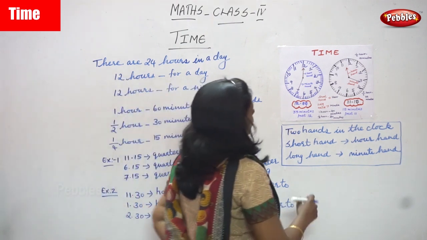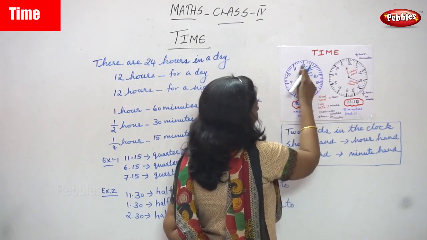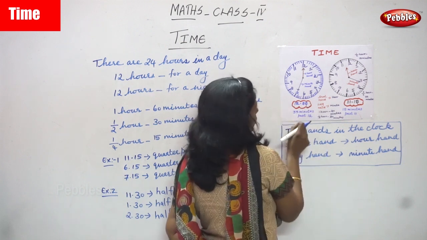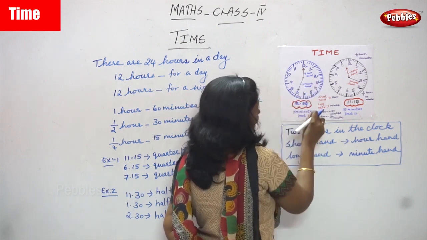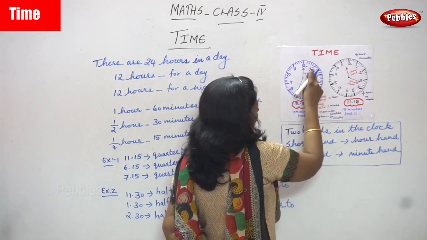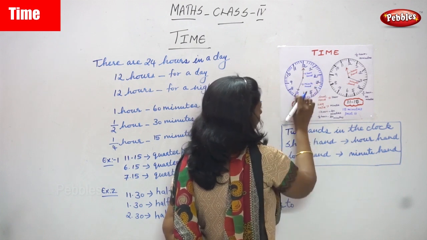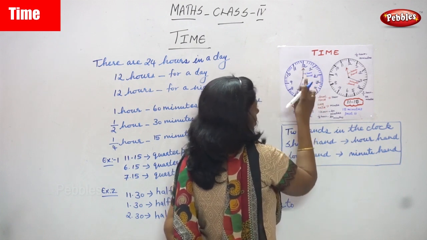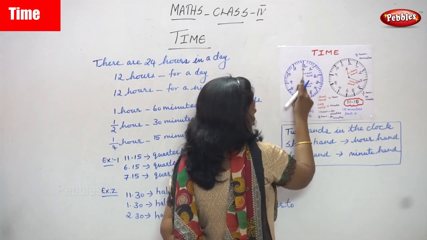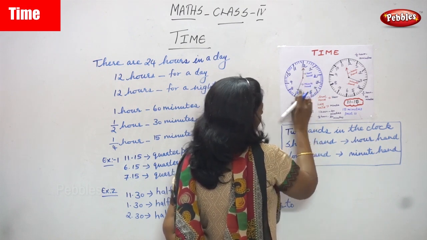So I've told you this is a clock and this is another clock. Each number represents what? 5 minutes. So 1 represents 5 minutes, 2 represents 10 minutes, 3 represents 15 minutes. And of the 2 hands, one is a short hand and another is a long hand. The short hand represents the hour hand and the long hand represents the minute hand. This is in red color, this is in blue color.